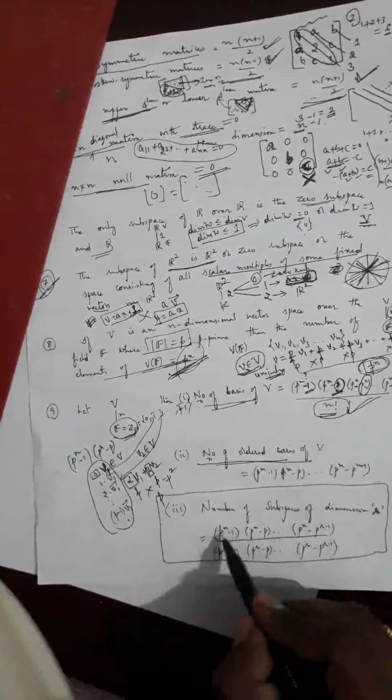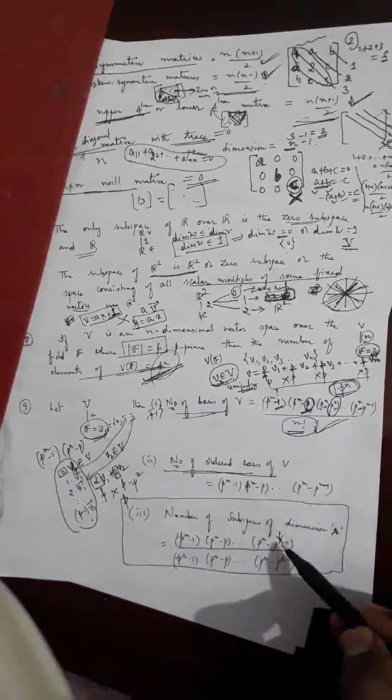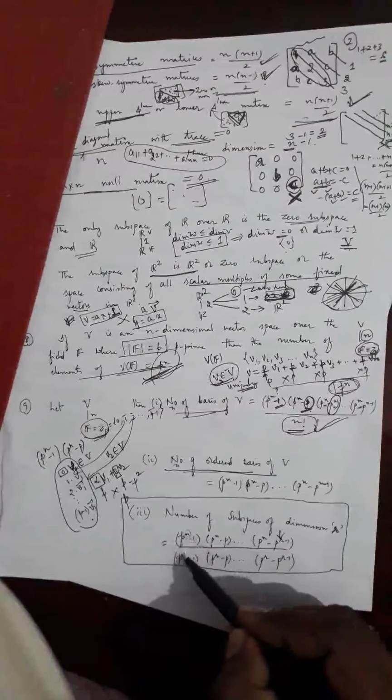Third one, this you must remember. Number of subspaces of dimension r. See, the numerator is the same up to the last term: P to the power n minus 1, P to the power n minus P, etc. Instead of P to the power n minus 1 in the last term, you substitute r minus 1. Idea is clear? So here I had n minus 1, but here you have r minus 1. That is the difference in the numerator. Coming to the denominator, wherever you have n, replace it by r. That's all. So that will give the number of subspaces of dimension r.